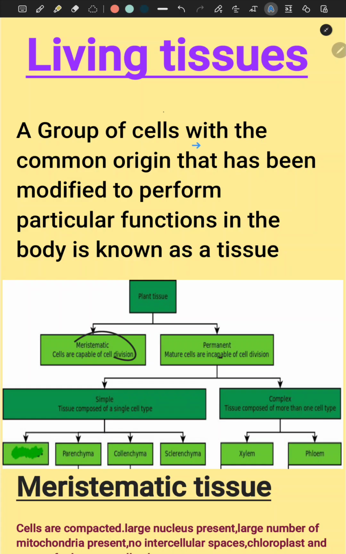A group of cells with a common origin that has been modified to perform particular functions in the body is known as a tissue. Simply, a tissue is a collection of cells that has been modified to perform a special function.